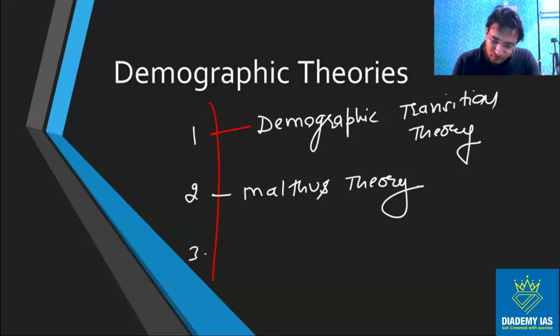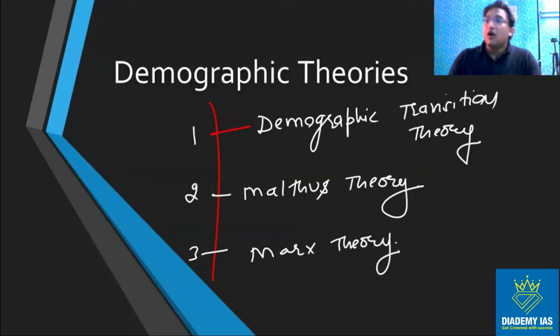Third, the Marx theory. Marx is always opposed to capitalism. So Marx says that it is not the people who are increasing the population, but it is the unequal distribution of resources, which has been caused because of capitalism.